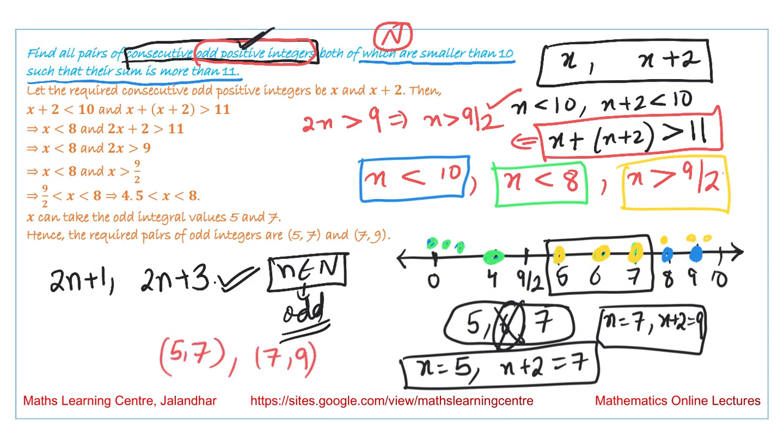Now suppose we solve this problem by using, in place of x and x plus 2, the values 2n plus 1 and 2n plus 3. Then we will not obtain this value 6, and we will get the answer in that particular form. But the final answer we obtain will be the same. In this case also we are ignoring 6 because x cannot be an even positive integer. So we are getting the answer as 5, 7 and 7, 9.